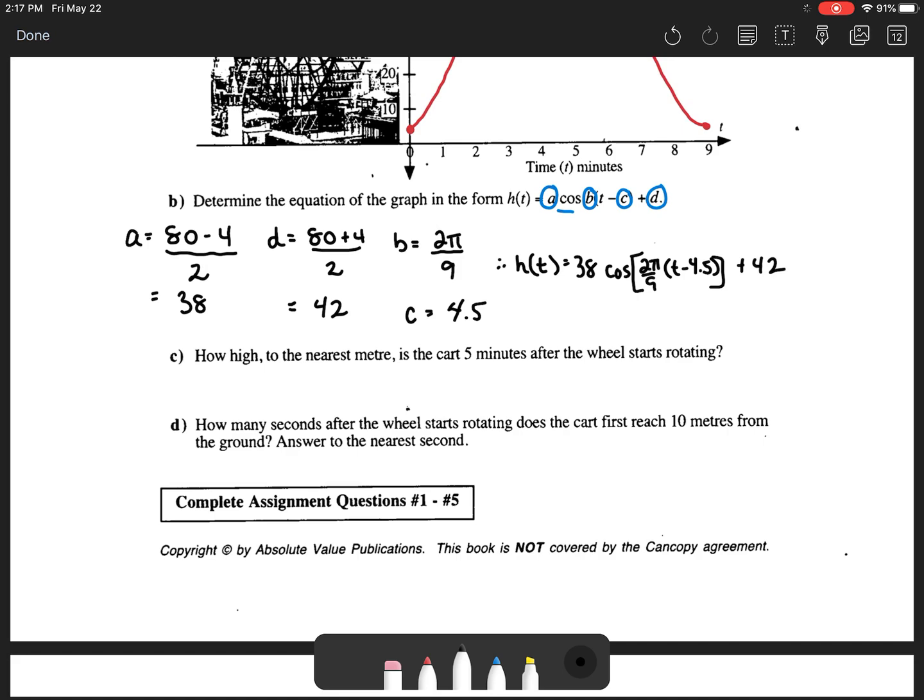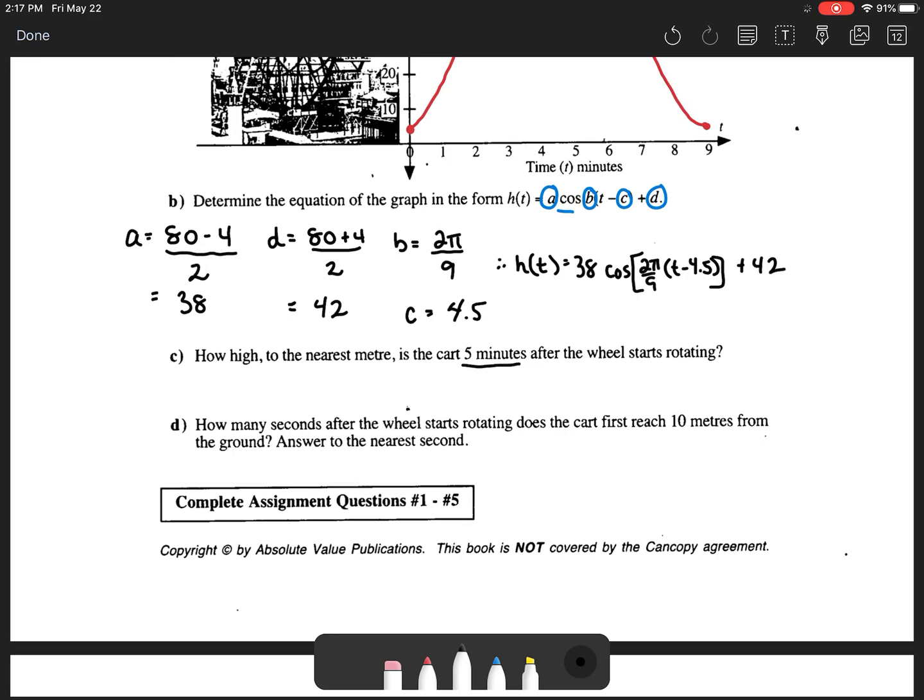So two questions again. One will probably give me the x value and ask for the y, and the other will give me the y and ask for the x. How high is the cart 5 minutes after the wheel starts rotating? That's the height, right? If you prefer to graph this on your calculator, that's great. You can use it. You can trace, enter, in this case, 5 minutes. That's time.